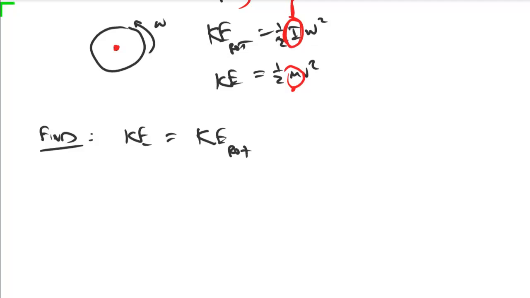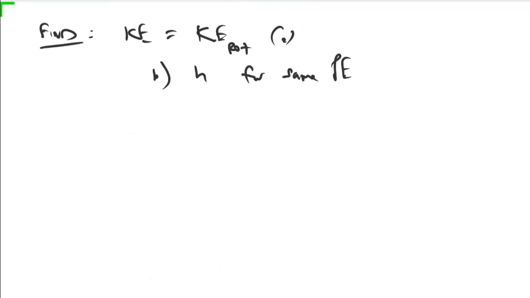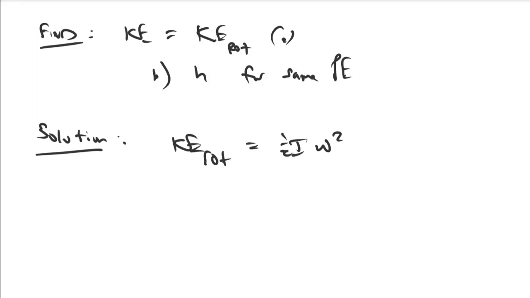Okay, and that's for part A. Then part B would be how high to have the same potential energy. So h for same gravitational potential. So the solution: we have rotational kinetic energy is equal to 1/2 I omega squared.